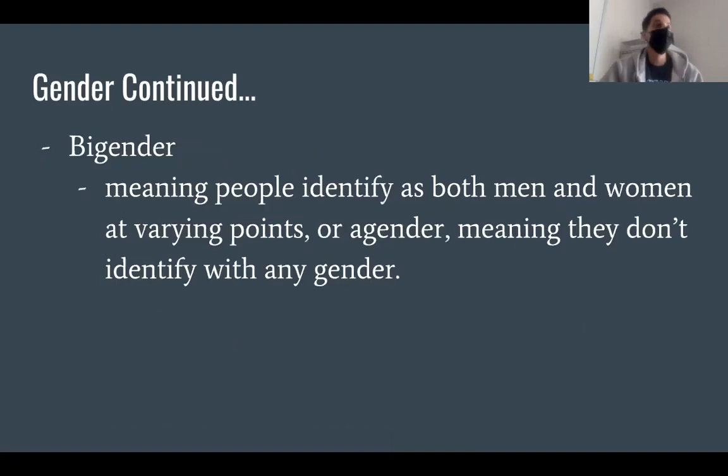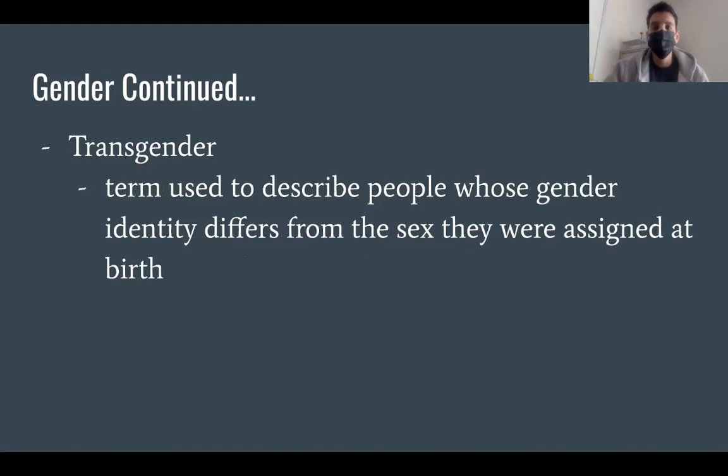Bigender means that people identify as both men and women at varying points, or agender, which means they don't identify with any. And then transgender is a term used to describe people whose gender identity differs from the sex that they were assigned at birth. We're going to talk a little bit more about gender identity in a second.